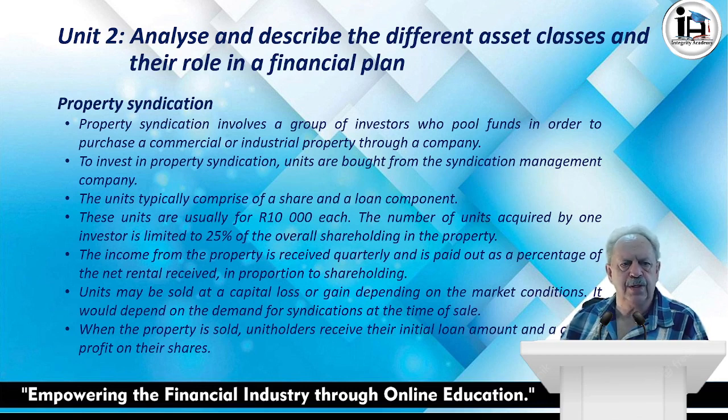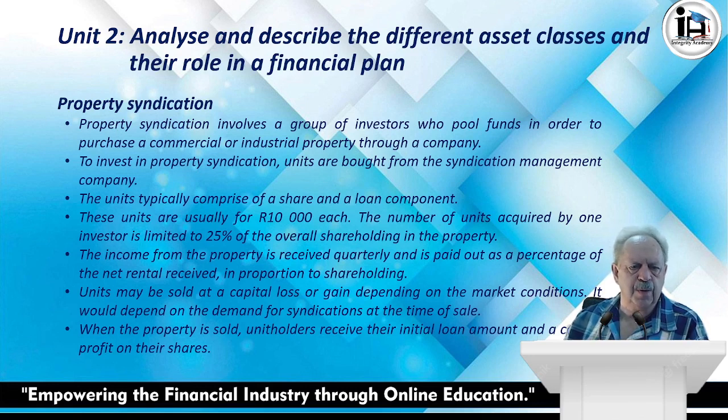Then property syndications. A property syndication involves a group of investors who pool their funds in order to purchase a commercial or industrial property through a company. To invest in the property syndication, units are bought from the syndication management company. The units typically comprise a share and a loan component. These units are usually, let's say, 10,000 each, and the number of units acquired by one investor is limited to, let's say, 25% of the overall shareholding in the property.